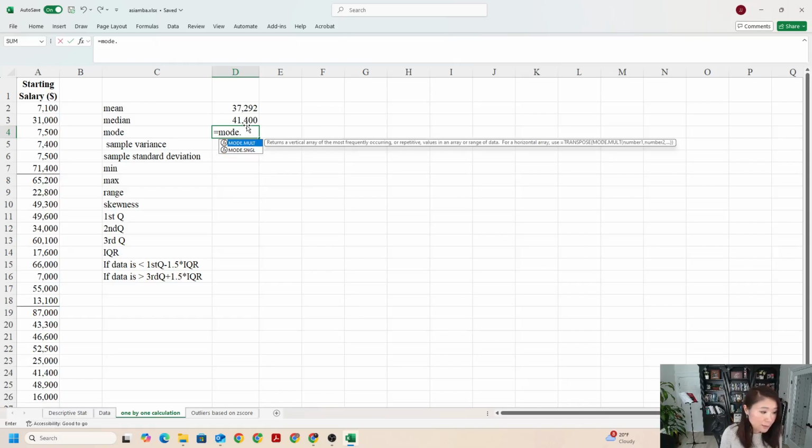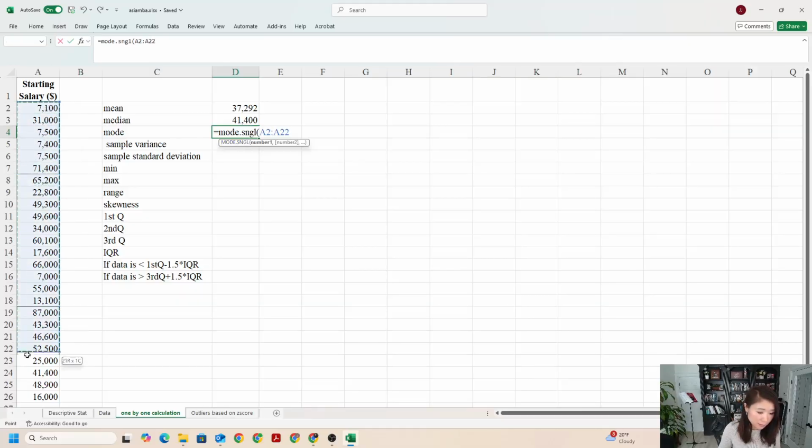And for the mode, we type in MODE.SNGL, and SNGL stands for single. Then we select my data and close the parentheses. That gives me 7,500. Sometimes you might get nothing here, like a pound sign something. It does not mean your code is wrong. It just means there is no mode. Remember, we are looking for the single mode.